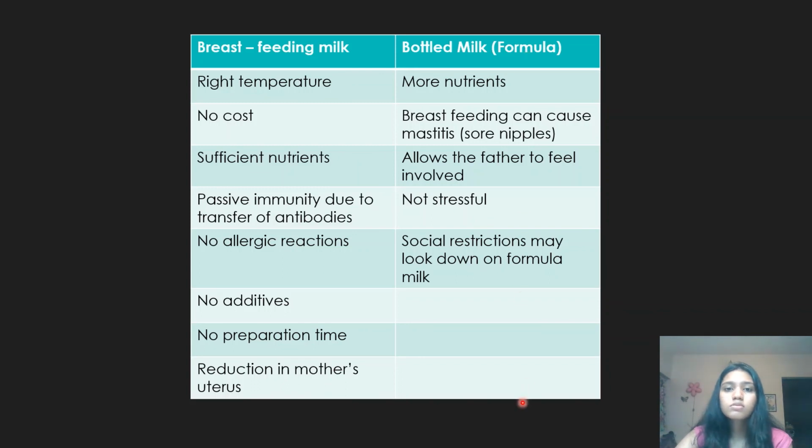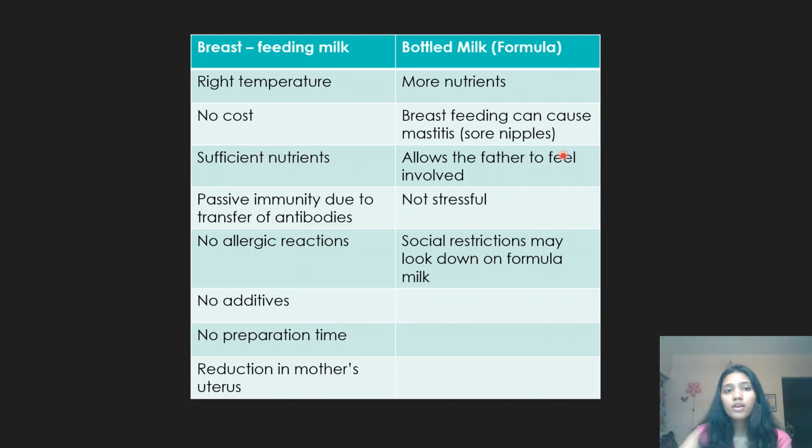And one disadvantage of formula milk is that there may be social restrictions. Many people, older people, may look down on formula milk, due to old legends and tales of bottle milk being bad for kids or whatever. They may not want people they know to let their kids have bottle milk. But let me assure you, there's no problem with that at all whatsoever. It's just your own social perspective, and it's not a scientific perspective. So yeah, that is just one reason why people may prefer breastfeeding over formula milk.